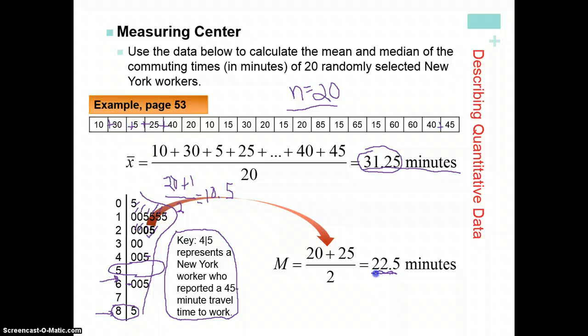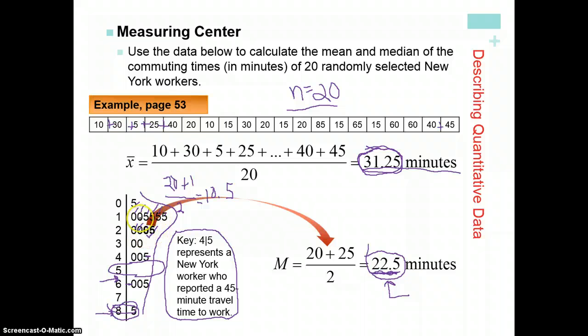So let's look at something right here. Our median is 22.5 minutes. Our mean is 31.25 minutes. Our mean is quite a bit higher than our median. So this is when we get into talking about what is a better representation of center. The answer is going to be the median, because it is not affected by observations such as 85 or the 60s and 65s, because it's based on position. It is the exact center of our data.